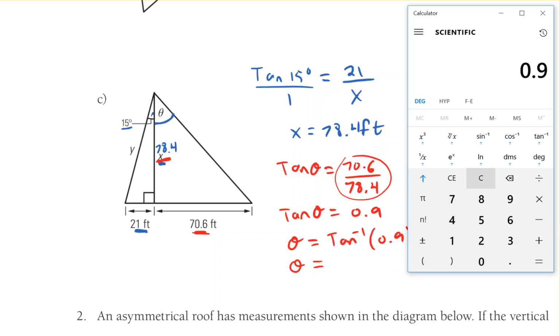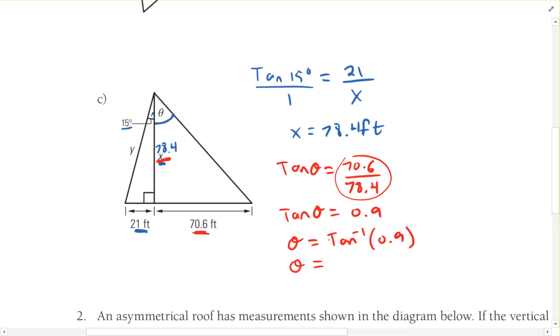Shift, that's what the shift button looks like on mine, and then tan negative 1, that's what we're after. And it actually just gave me the answer right away. It's going to be 41.98, so really 42. We round up to 42. So we got 42 degrees. So now we know this is 42 degrees.